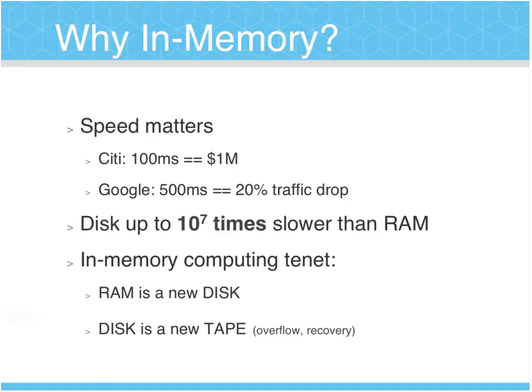I think Eric said, by the way, that the disk is 100 times slower. I think the proper number, at least the one that I saw, is up to 10 million times slower than the RAM. Obviously, this should be clear: up to 10 million times, but that's a staggering gap in performance if you consider this.